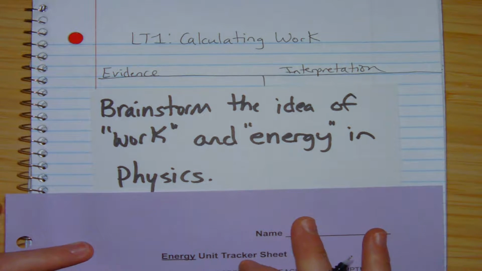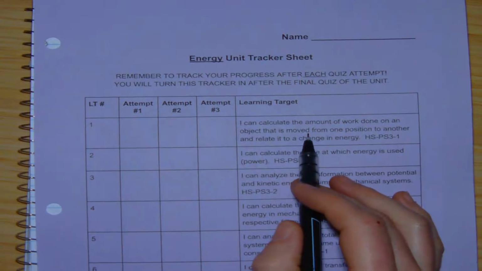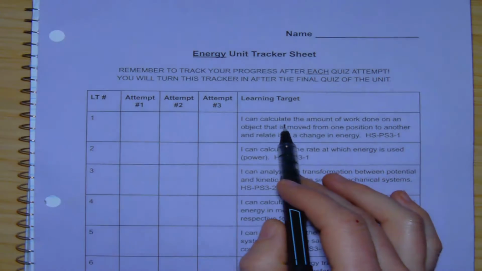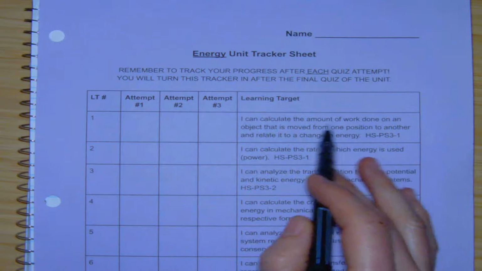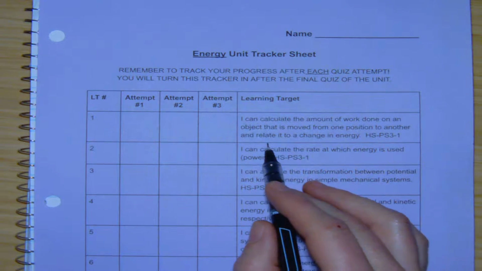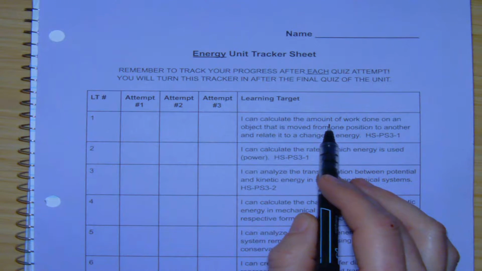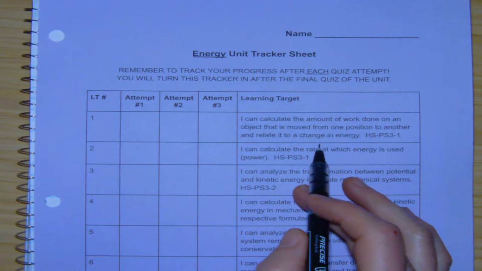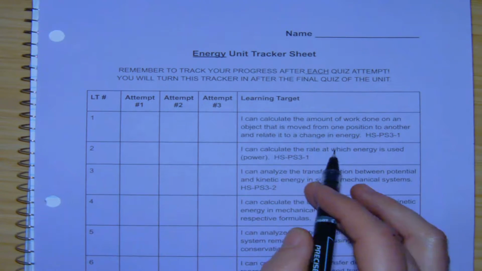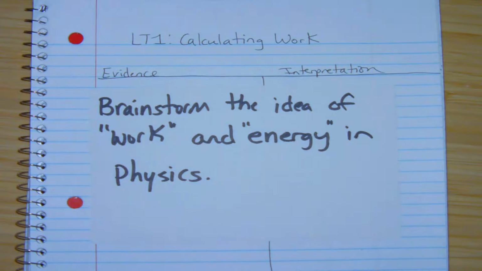These are the notes for LT1 in the energy unit. So the target, the goal here, is to calculate the amount of work done on an object that is moved from one position to another and relate that to the change in energy. So not just understand what work does, but how does that relate to the energy that is used in order to do the work. So there will be a little bit of math here.